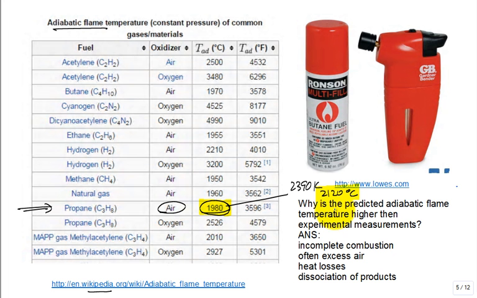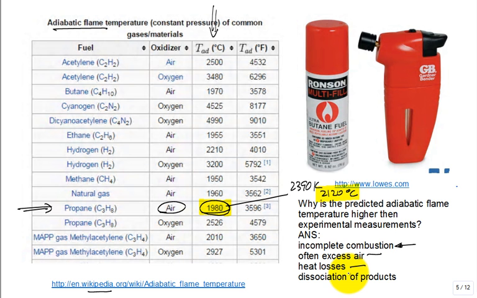No. The adiabatic flame temperature that we predicted is higher than experimental measurements. These are basically experimental measurements because there's not complete combustion in any combustion system. A lot of them are better than others, but there's incomplete combustion. Often, to get complete combustion, you need a slight amount of excess air. We did the perfect amount of air and complete combustion in our calculation. And there is heat loss.